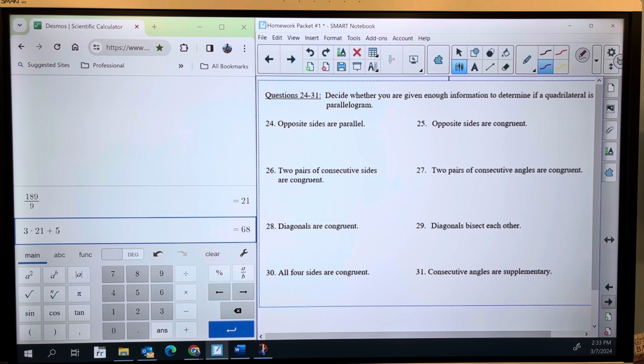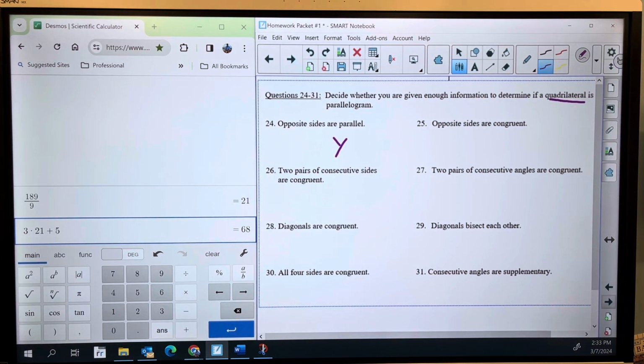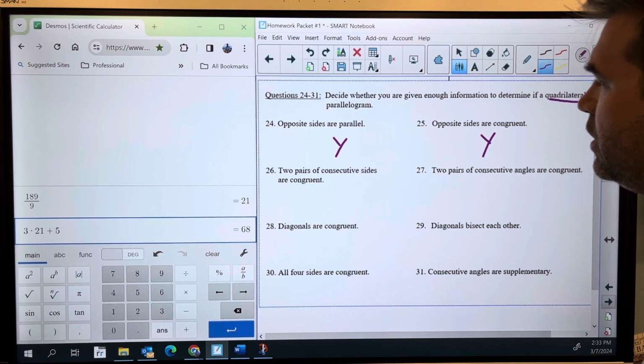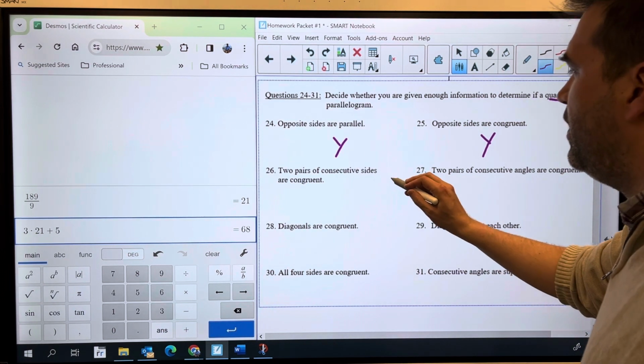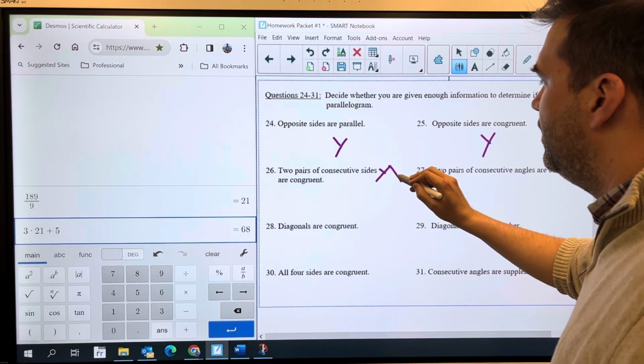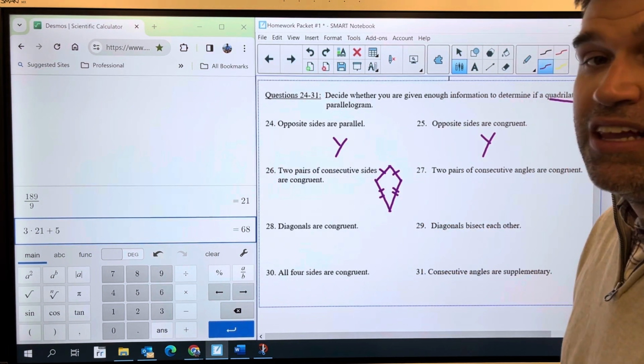Decide whether you're given enough information to decide if a quadrilateral is a parallelogram. So we're starting with the quadrilateral, so we don't have to worry. These are 4 sides. They all touch all the way around. Opposite sides are parallel. Yep, that is enough. Opposite sides are congruent. Yes, opposite sides are congruent. That's cool. 2 pairs of consecutive sides are congruent. No. Now, if you're looking for a counterexample here, the classic is kind of a diamond shape, or what we'll come to call a kite.